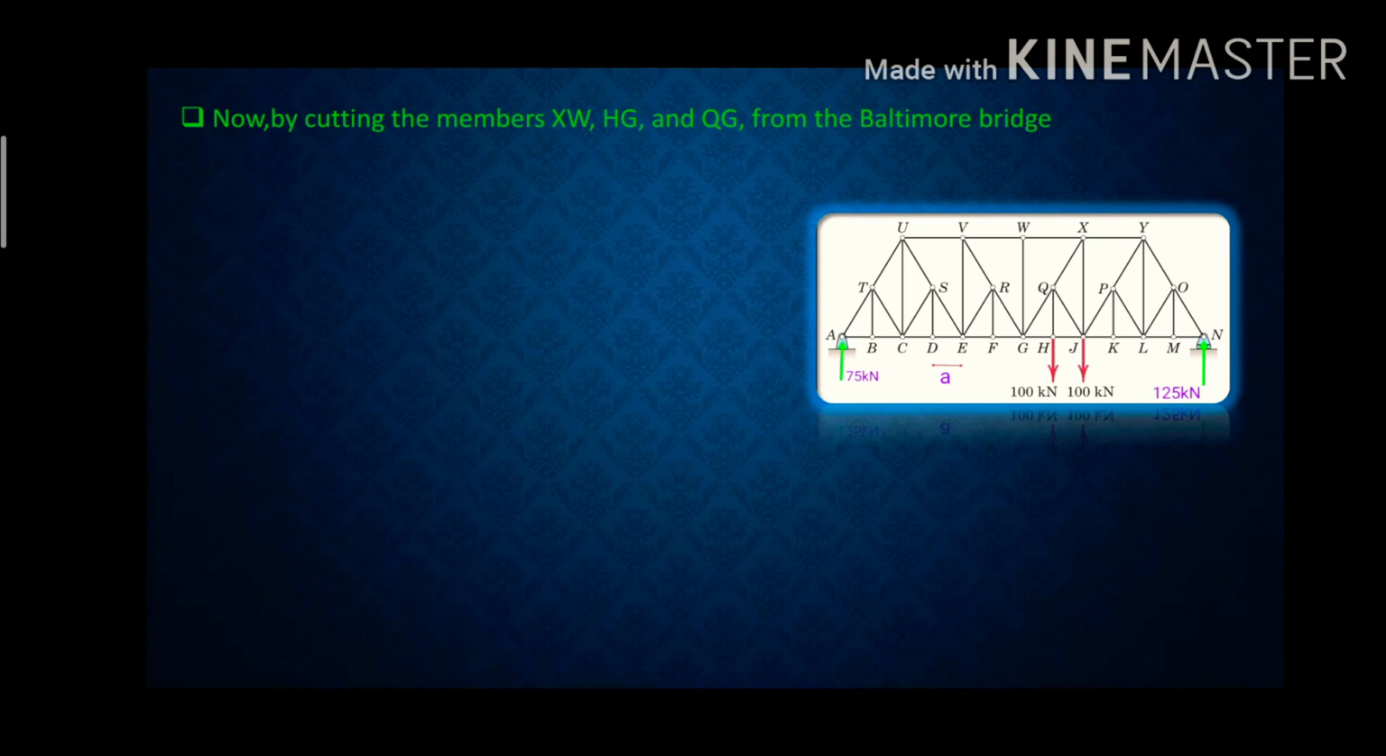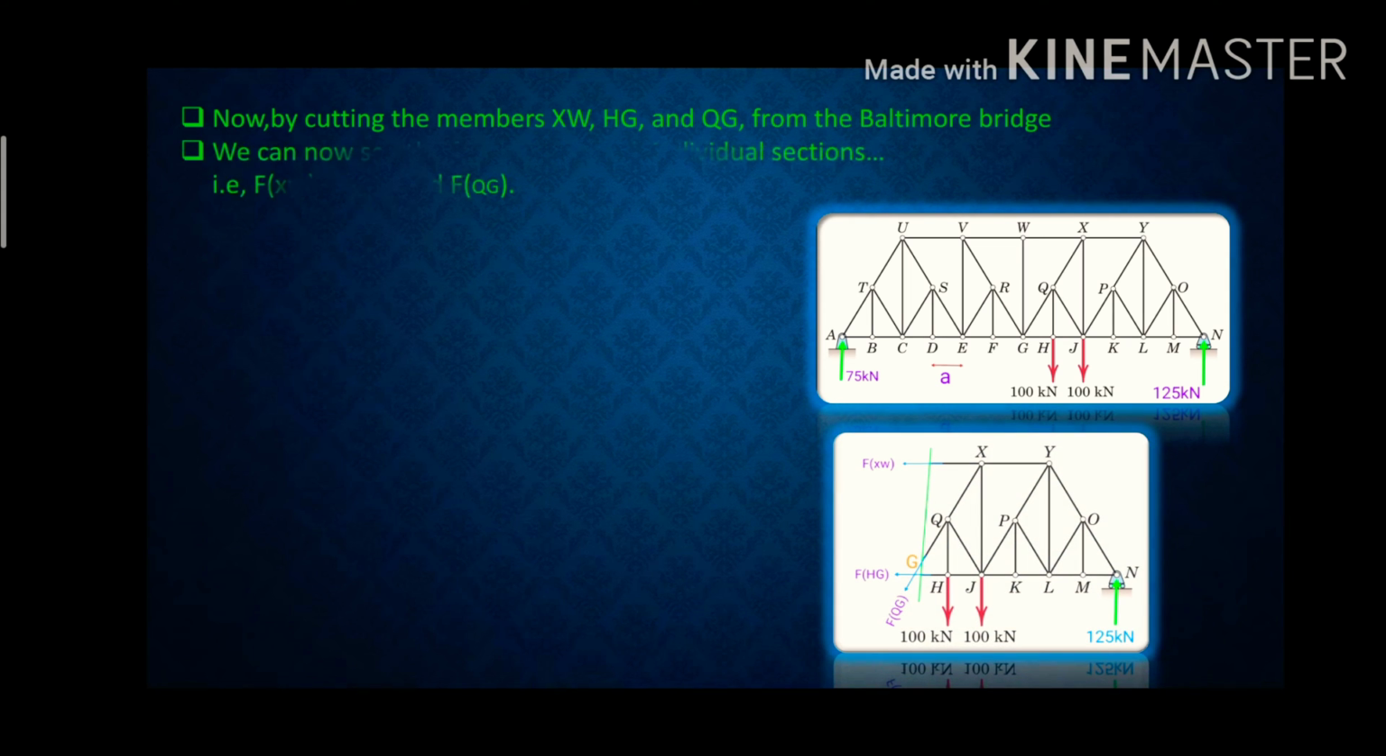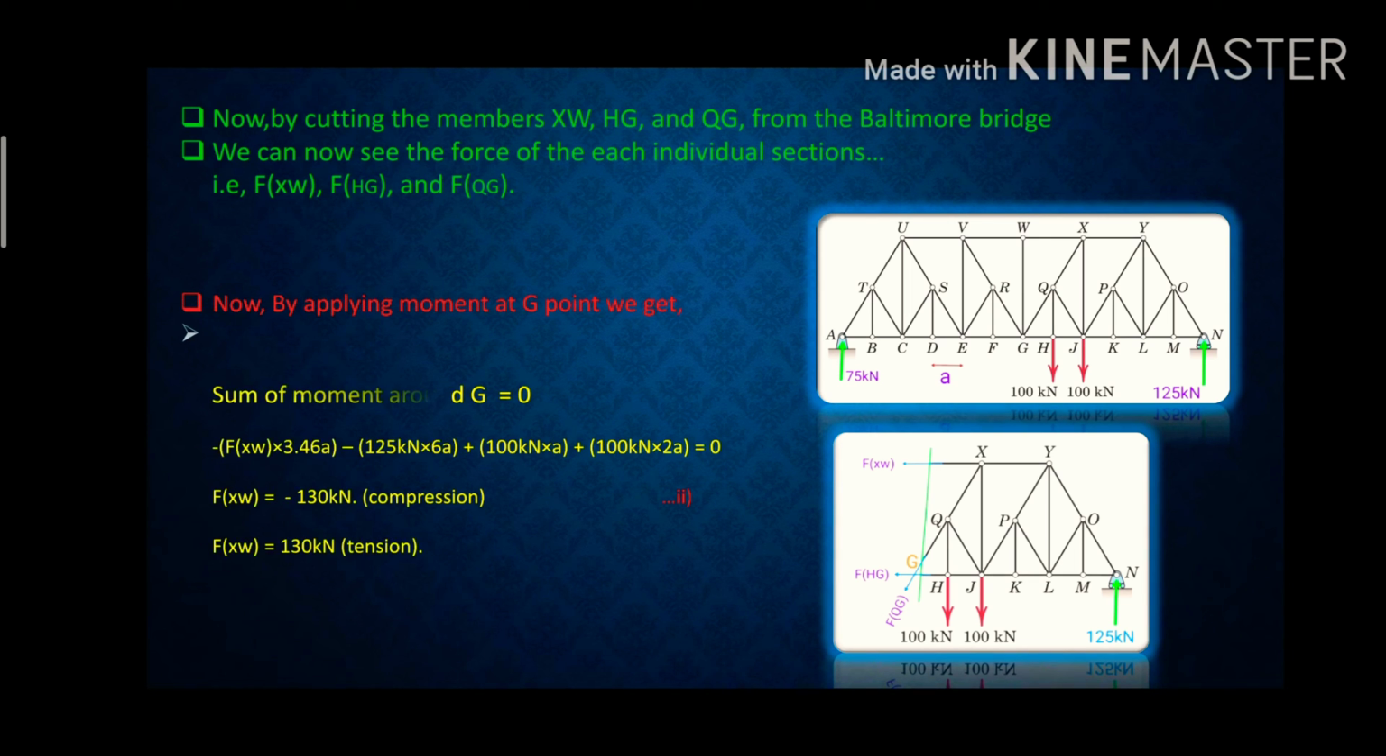Here we will cut the members XW, HG and QG from the Baltimore bridge, such that we can now see the forces of each individual section, that is F of XW, F of HG and F of QG. And now we apply moment at point G in order to find the force F of XW. As we know that at point G, the moment becomes 0.